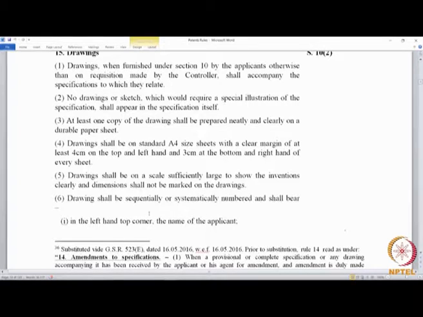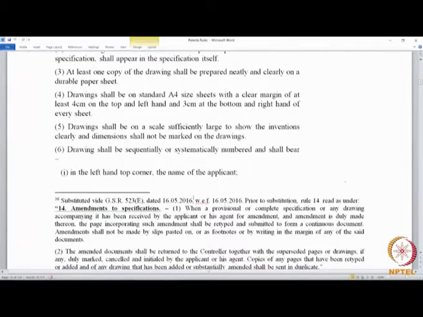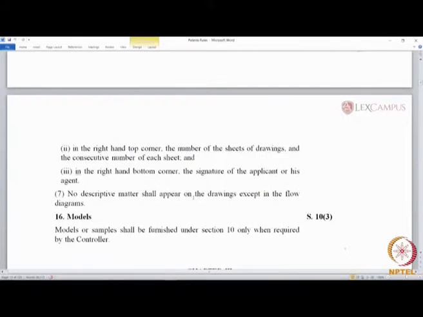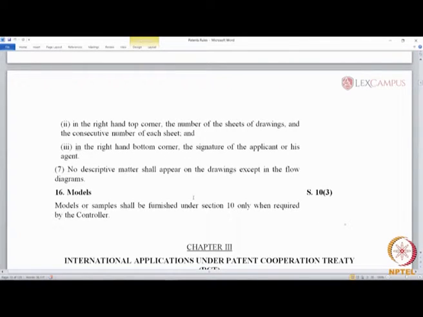6. Drawings shall be sequentially and systematically numbered and shall bear in the left hand top corner the name of the applicant, in the right hand top corner the number of sheets of drawing and the consecutive number of each sheet, and in the right hand bottom corner the signature of the applicant or the agent. 7. No descriptive matter shall appear in the drawing except in flow diagrams. So you cannot have any text which describes the drawing within the drawing, except in cases where there is a flow diagram, in which case you can have descriptive matter.